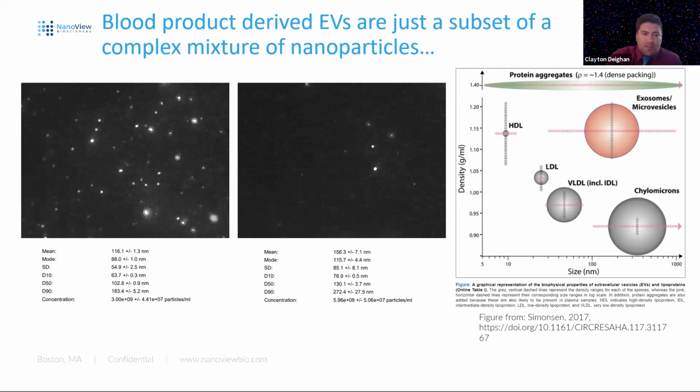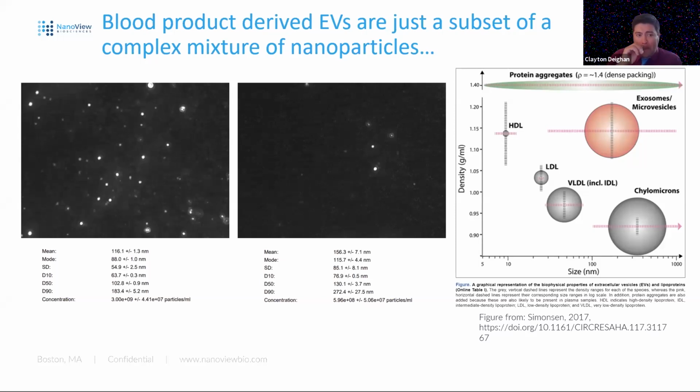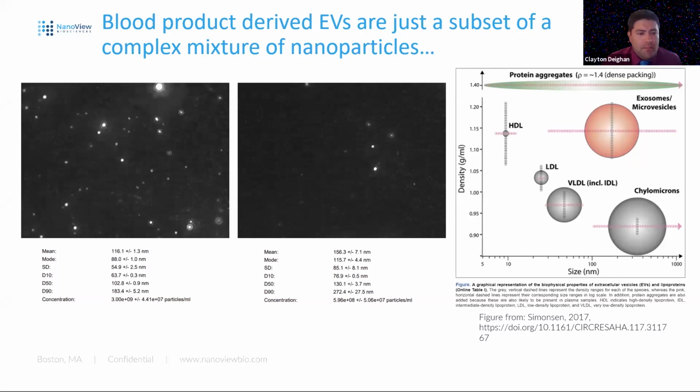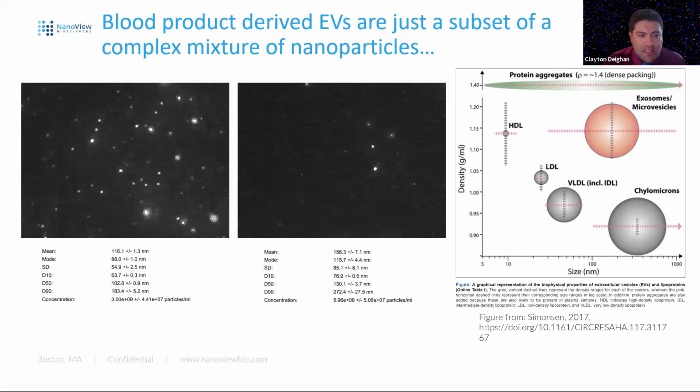And so when we do an experiment like this, we get a beautiful result. This says that there's 3 × 10⁹ particles per mil. It says they're 88 nanometers at the mode, and that D10 to D90 is 63 to 183. These look a lot like what we would expect a vesicle fraction to look like. And then right next to it, we have another plasma, and it's very similar, but it has less material in it. It reports 6 × 10⁸, so about 5 times less material in terms of total nanoparticles.